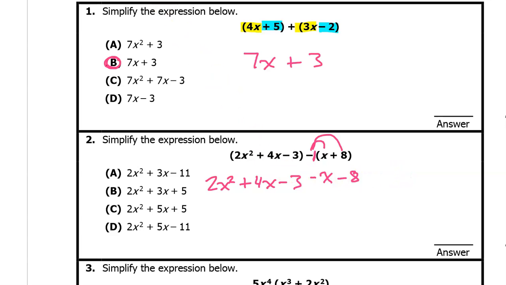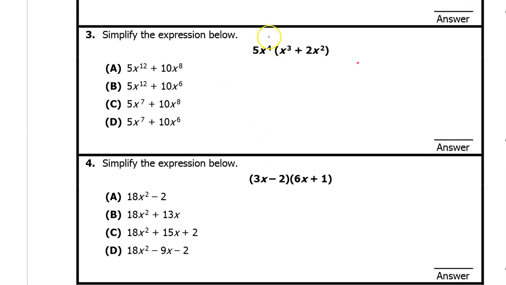Now we can look for like terms. I see here we have an x term, and here's another x term, so those will be combined. And here we have a constant and another constant. The 2x squared in the front has no like term that goes with it, so we will just leave that unchanged. But positive 4, and this is like a negative 1, that makes positive 3 when you put them together. Negative 3 and negative 8 make negative 11. All right, so 2x squared plus 3x minus 11, that is A.